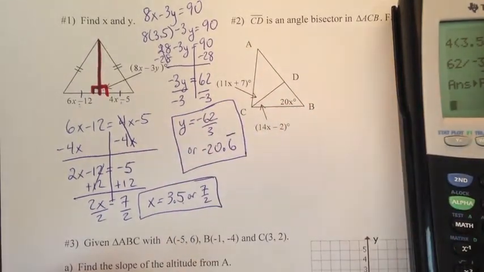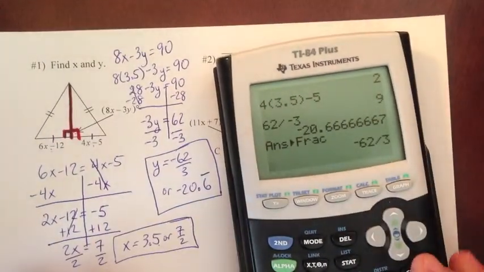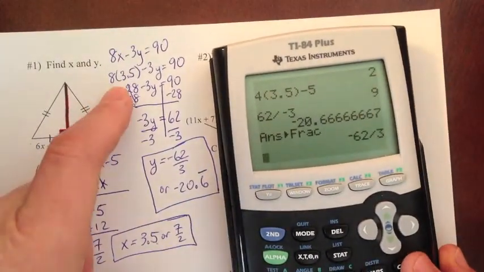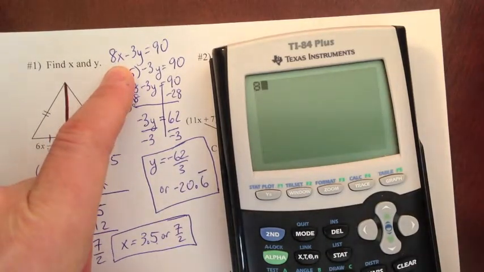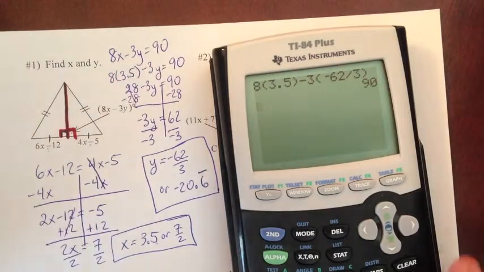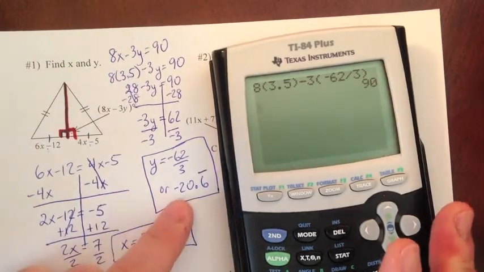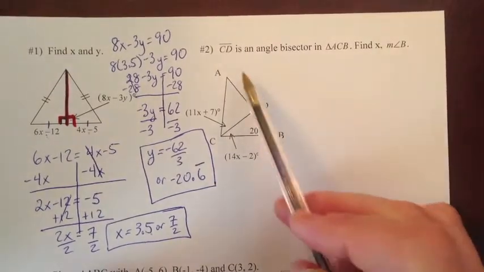Now I'm a little bit skeptical that this is actually true, so let me plug it back into the equation. So 8 times x, we'll go back 8x, that was 8 times 3.5, minus 3 times, I'm going to type the fraction, which was negative 62 divided by 3. Does that give me 90? Yes. Okay, so it's not pretty, but there we go. Those are our answers, x and y. All right, let's take number 2.